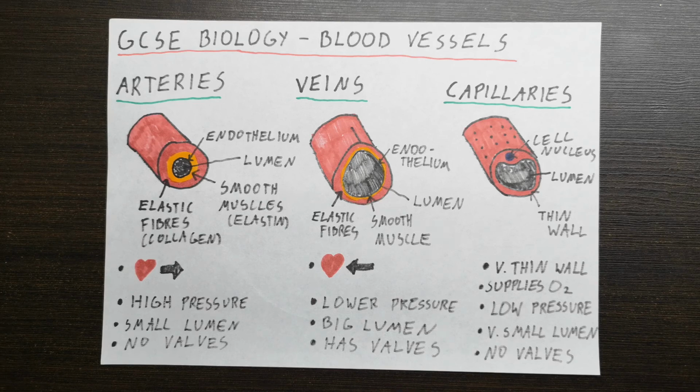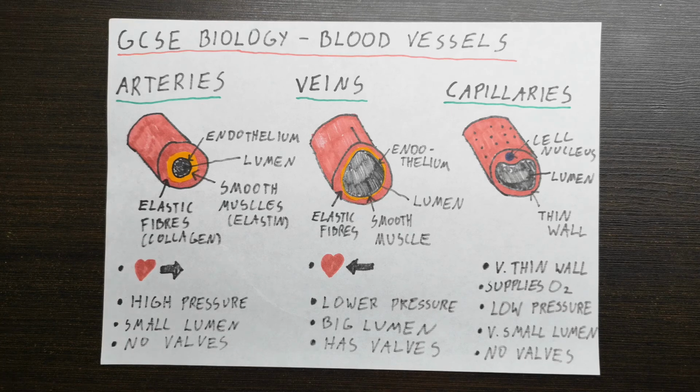Now, veins have a much bigger lumen because they are collecting blood from capillaries. Therefore, they are not subjected to very high pressures like arteries are. So veins carry blood to heart, and therefore they have a lower pressure, and they have a big lumen because big lumen increases the volume of blood that can be contained in veins. And therefore, what that means is that it helps to keep the pressure quite low.